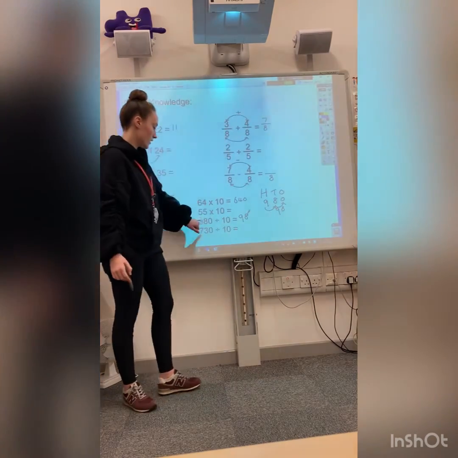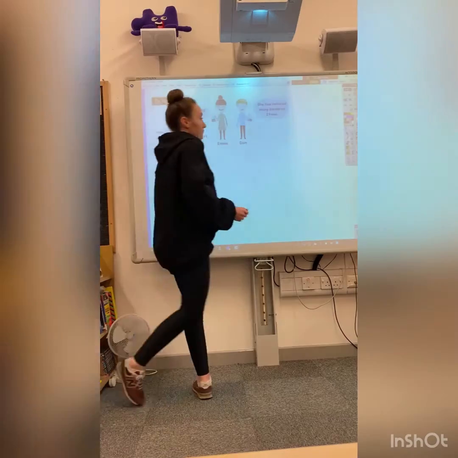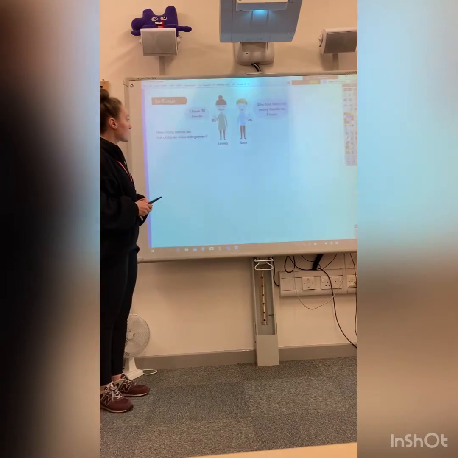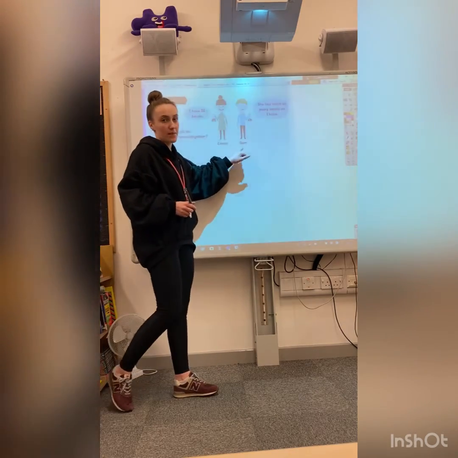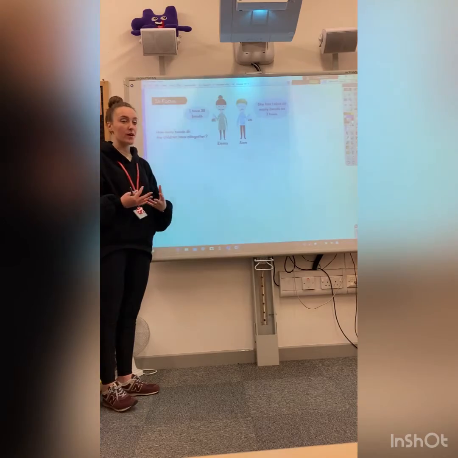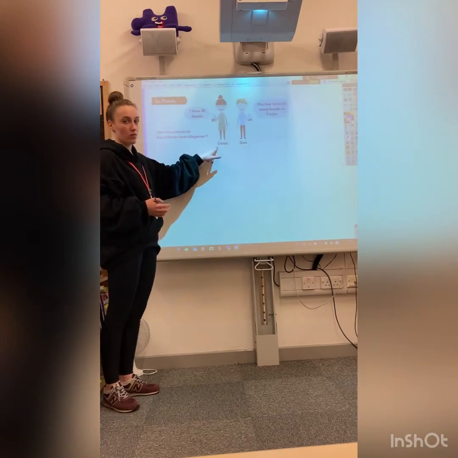Okay, you've got one multiplication and one division. See if you can have a go at those ones. Okay, so we're in focus. Emma has 36 beads and she has twice as many beads as Sam has. So we don't know how many beads Sam has, but we know that Emma's got twice as many, okay?